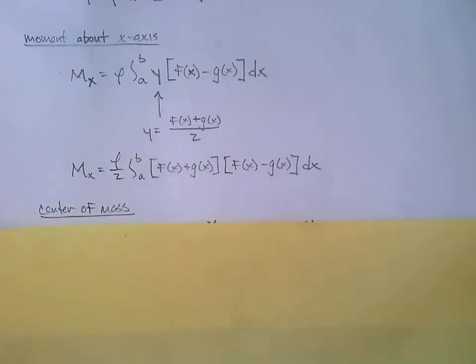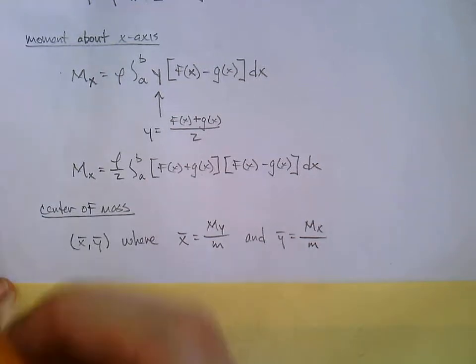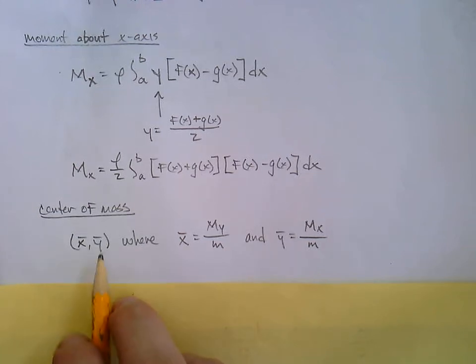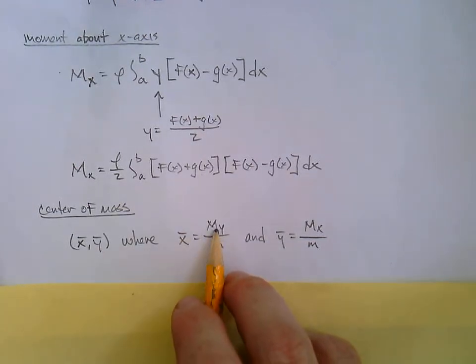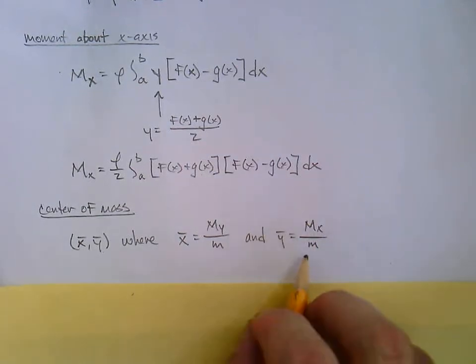Okay, once we have our moments and our total mass, then we'll go about calculating the center of mass in exactly the same way we did in the two-dimensional case. So we'll call it x bar, y bar. X bar is My over the total mass M, and y bar is Mx over the total mass M.